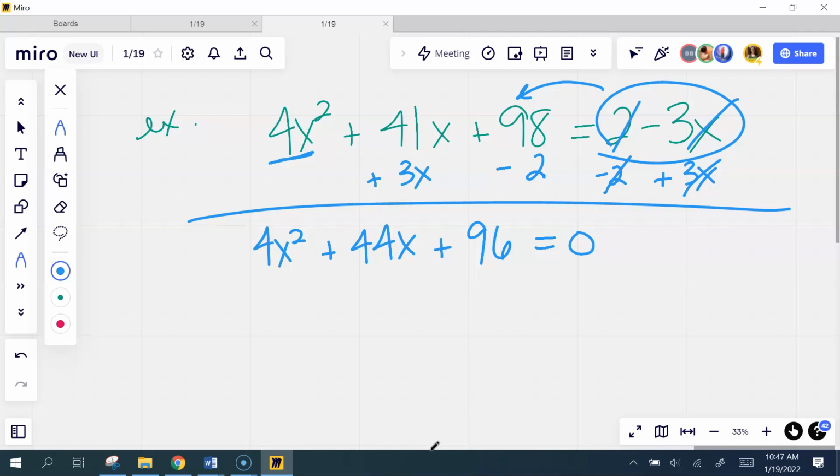Now what? Greatest common factor. Does it have one? What's the greatest common factor? 4. If I take a 4 out, I'm left with x squared plus 11x plus 24. Now what?